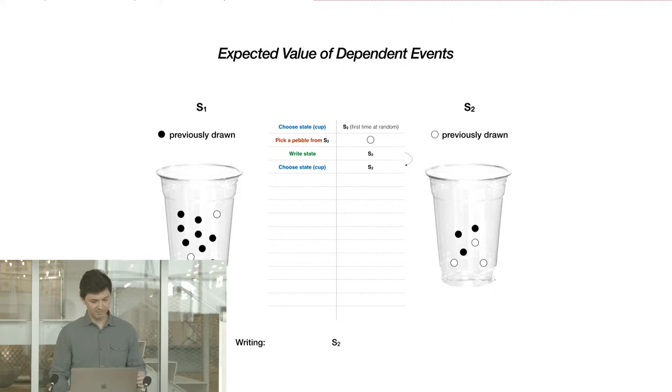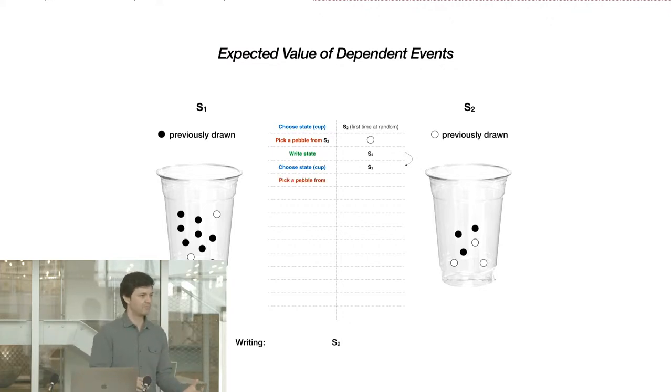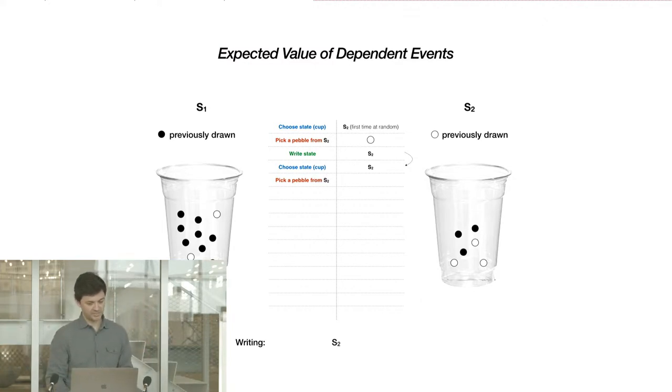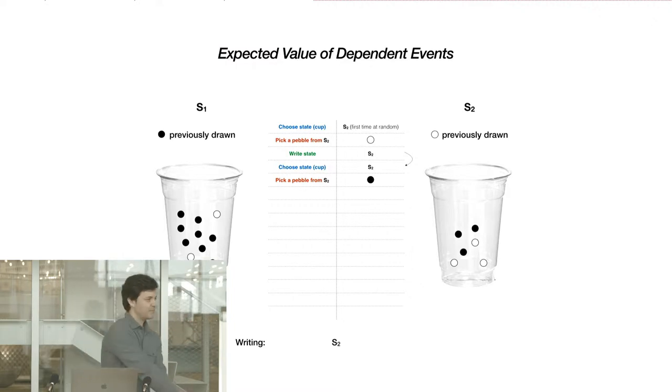We mark it in the table, so we mark it in our mind. And we choose the cup S2, because this is what we previously drew. The first time we draw at random, we need to start somewhere. But now we know what happened before, so we choose S2. Now we pick the pebble from S2, from the right container, because we chose it. And now let's say we've drawn a black this time.